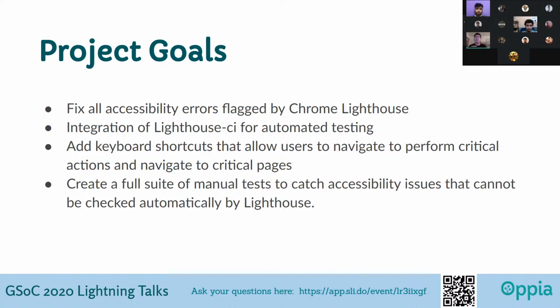So I'll be leveraging Chrome Lighthouse to flag any common accessibility errors, and then fix them for Oppia's web pages. And the project will also aim to integrate Lighthouse CI for automated testing to ensure that these accessibility fixes will stay in Oppia's web pages.